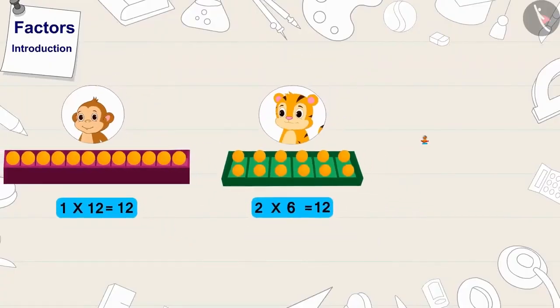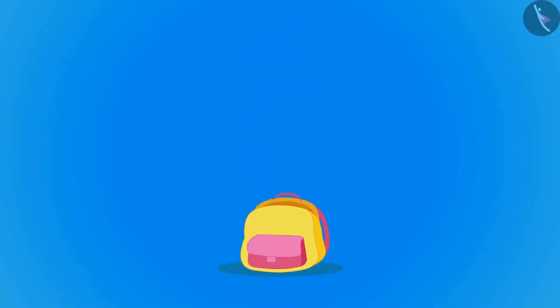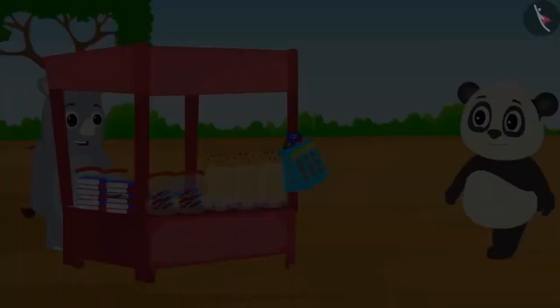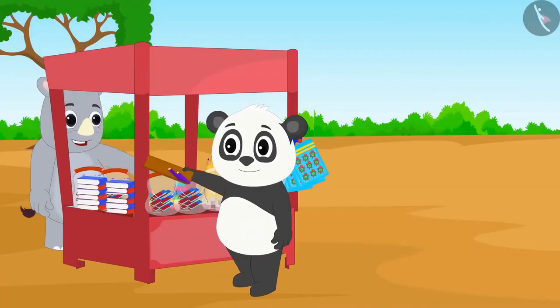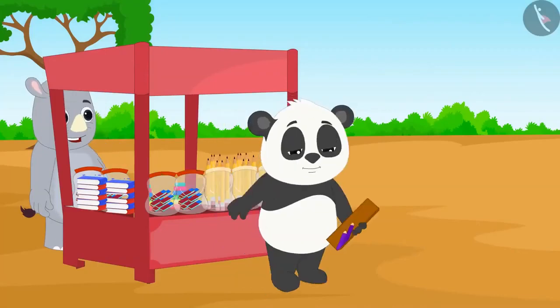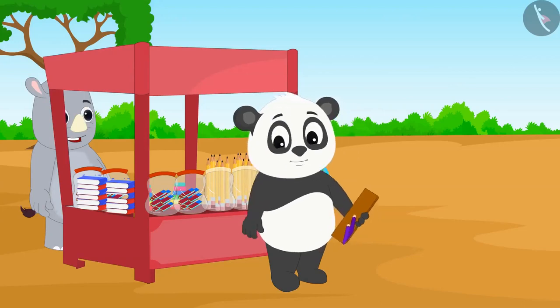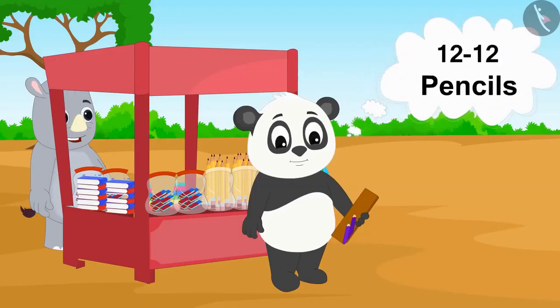Hello children, in the last video we learnt about what are factors. In this video we will learn more about factors through some interesting examples. Golu bought a box of 24 pencils from the market. Golu thought that he would distribute these pencils equally among his friends. At first, Golu thought that he would give 12 pencils to 2 of his friends.